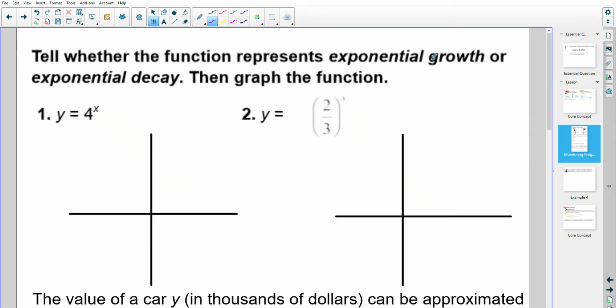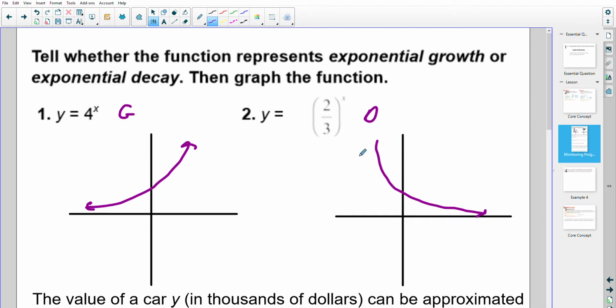Taking a look at a couple of equations and graphing them, this is going to be an exponential growth, and this is going to be an exponential decay. Growth because this is greater than 1, decay because it's between 0 and 1. So a growth looks like this, and a decay looks like this. And now we just need to put some numbers in.